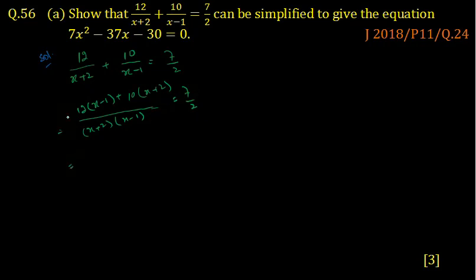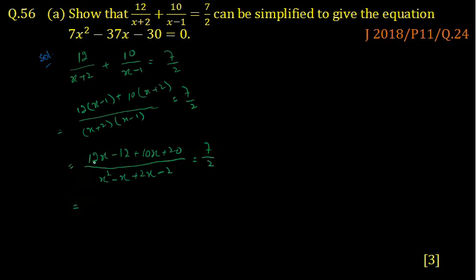Now we must open the bracket by multiplying the number outside the bracket. So 12 multiplied by x is 12x, and 12 multiplied by minus 1 is minus 12, plus 10 multiplied by x is 10x, and 10 multiplied by 2 is 20. And here x multiplied by x becomes x square, x multiplied by minus 1 is minus x, plus 2 multiplied by x is 2x, and minus 1 times 2 is minus 2, is equal to 7 upon 2.